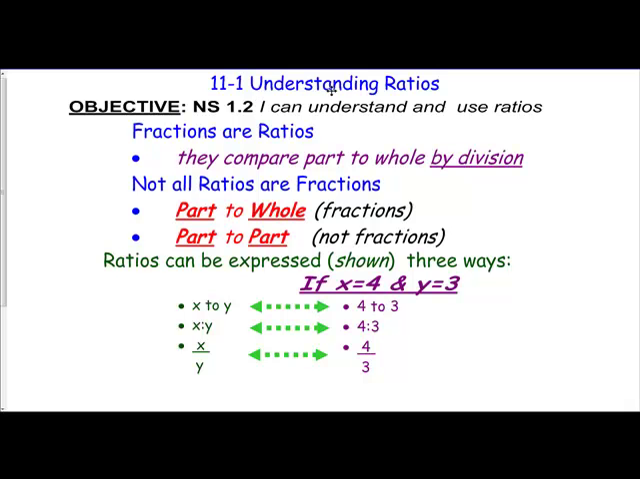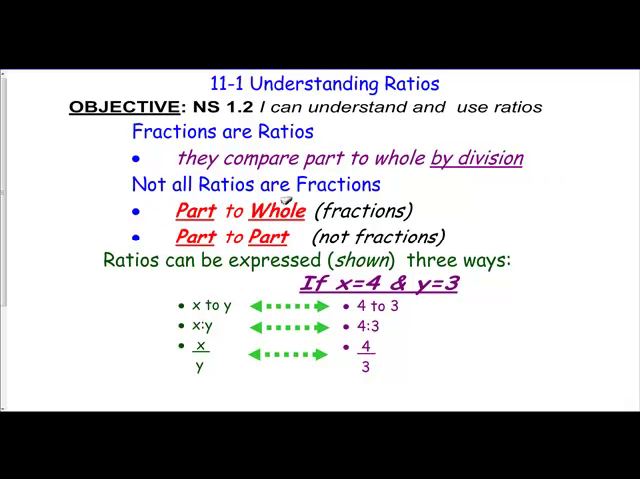This lesson is on understanding ratios. One thing you need to remember is that fractions are a type of ratio. They compare part to whole by division, remembering that all fractions are division problems. So we would say 3 to 4 is 3 divided by 4. And this is going to be an important concept for us.